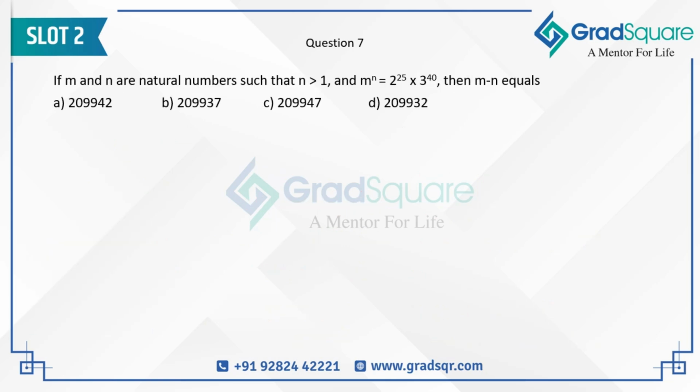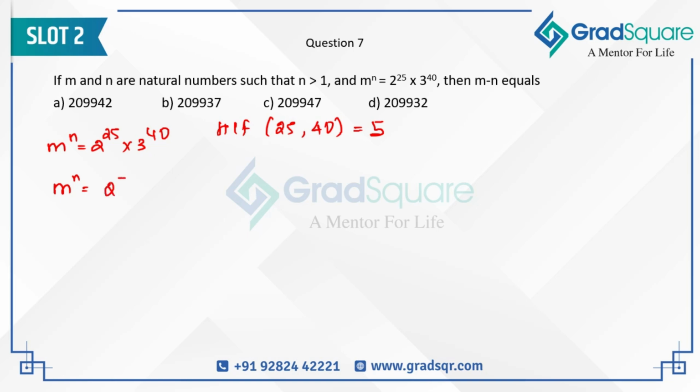Now in this question, m and n are natural numbers such that n is greater than 1 and m power n is equal to 2 power 25 into 3 power 40. Then m minus n equals what? Now the given question is m to the power n is equal to 2 to the power 25 into 3 to the power 40. To combine the right hand side expression, I need something in common. So my exponent has to be a common value. So what is the highest common value among 25 and 40? Which will be 5. So I'm going to express this as powers of 5.